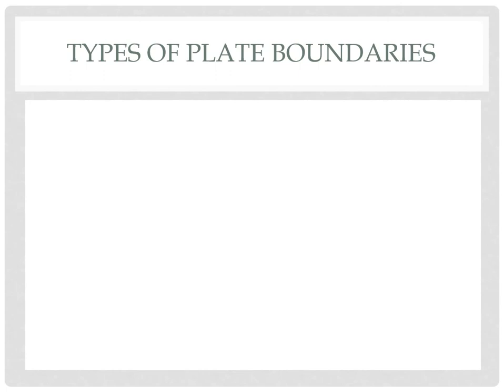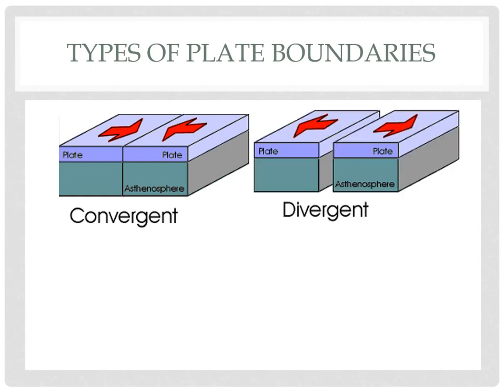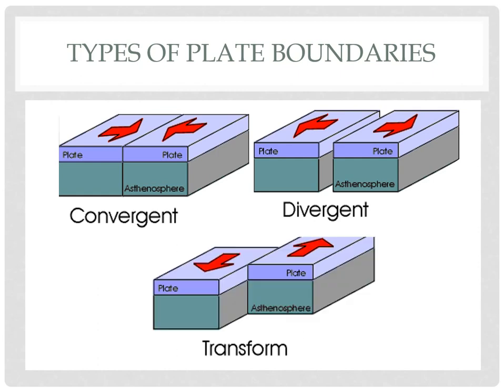So let's review our types of plate boundaries really quick since that's going to be one of the things on here. So remember, we have convergent plate boundaries. That's when two plates come together. We have divergent plate boundaries. That's where the two plates move away from each other. And the transform plate boundary, where two plates slide past one another.